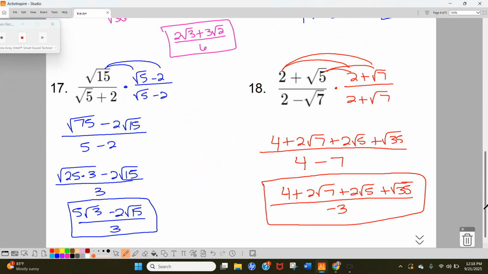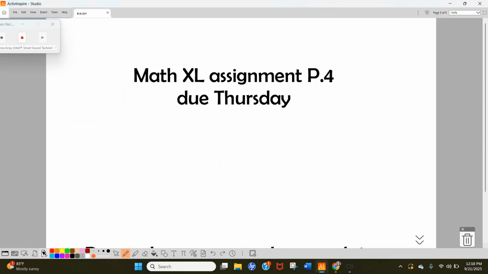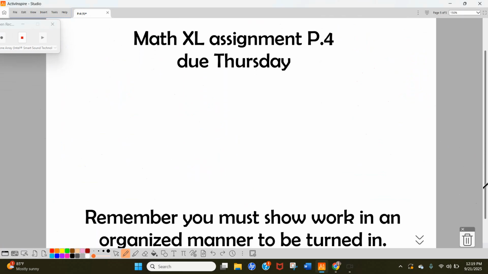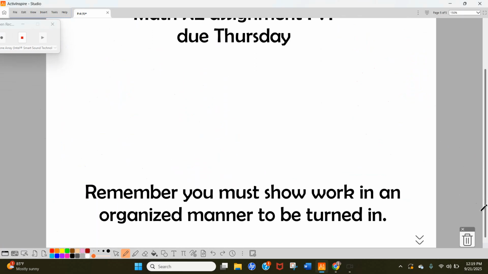All right, I believe that's all for P4. Yep, so make sure that you are getting those assignments completed. Remember that you have to show work in an organized manner where I can follow it, to turn in for some points as well. As always, ask questions if you don't understand something.